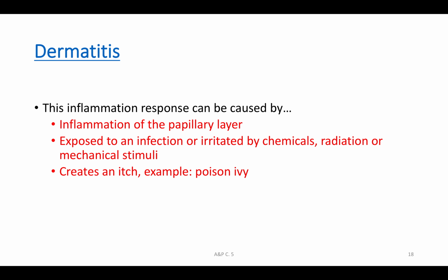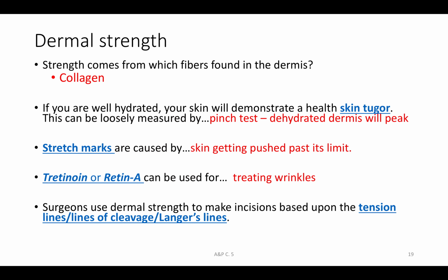With the dermis, we also discussed dermatitis, which is just an inflammation of the papillary layer, that top layer of your dermis. It's going to cause irritation and be really itchy. You might have a rash, and the best example that we talked about was poison ivy. Your dermis is really strong because of the fibers found within it. It has collagen and elastic fibers, which help give it its strength.